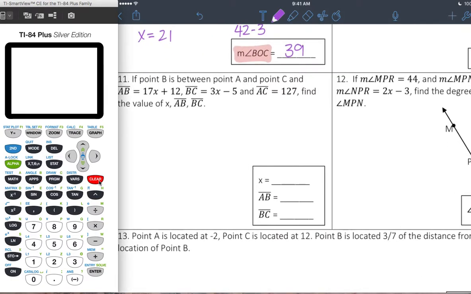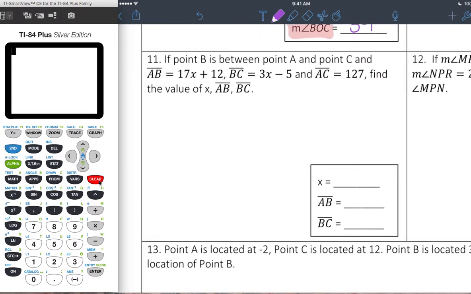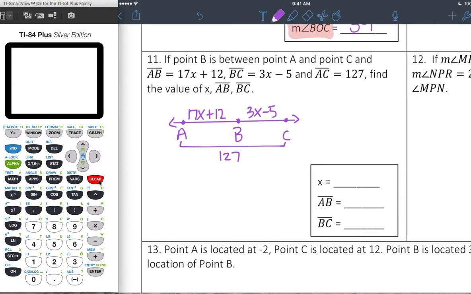All right, number 11 says that point B is between A and C. So again, we have our line. B is somewhere between A and C. It does not say midpoint and it does not say equally, so we don't know that those two parts are equal. But it tells us that AB is 17x plus 12 and that BC is 3x minus 5. It also tells us that the total length of AC is 127. So we're going to take our two parts, AB and BC, and add them together. 17x plus 12 plus 3x minus 5 equals 127.